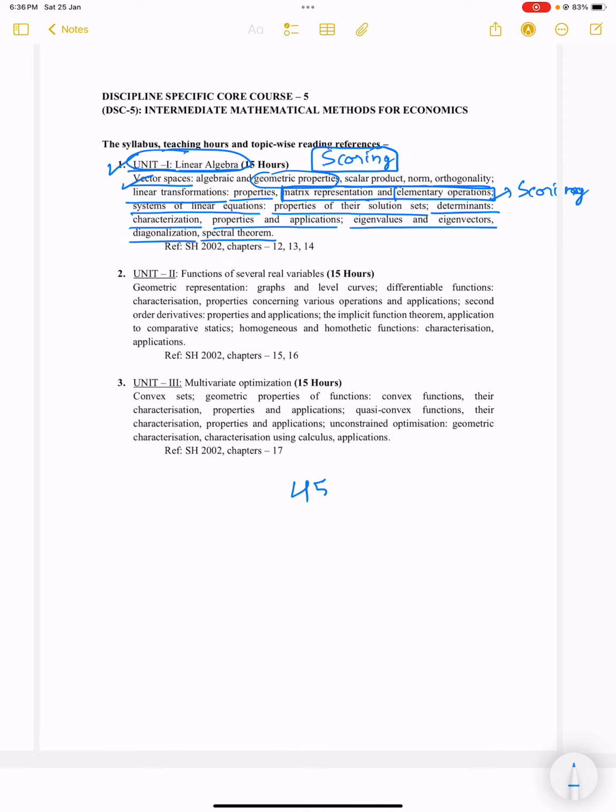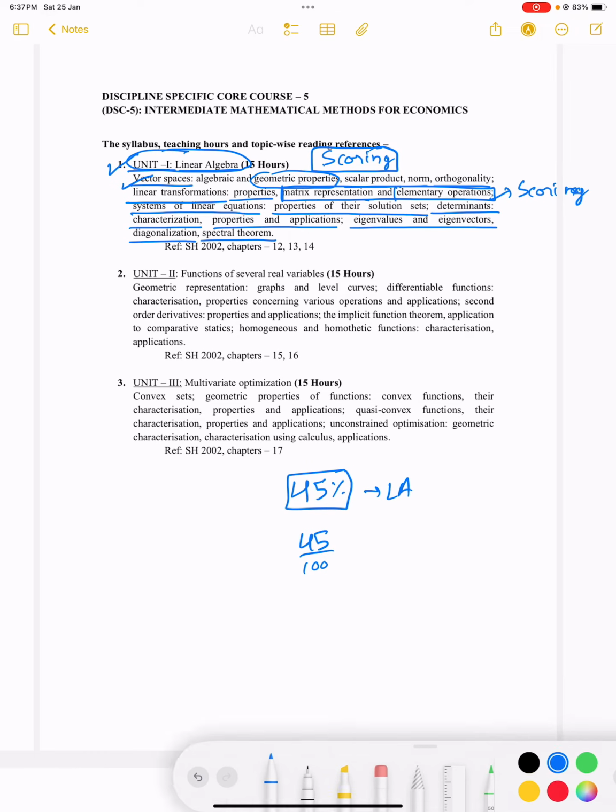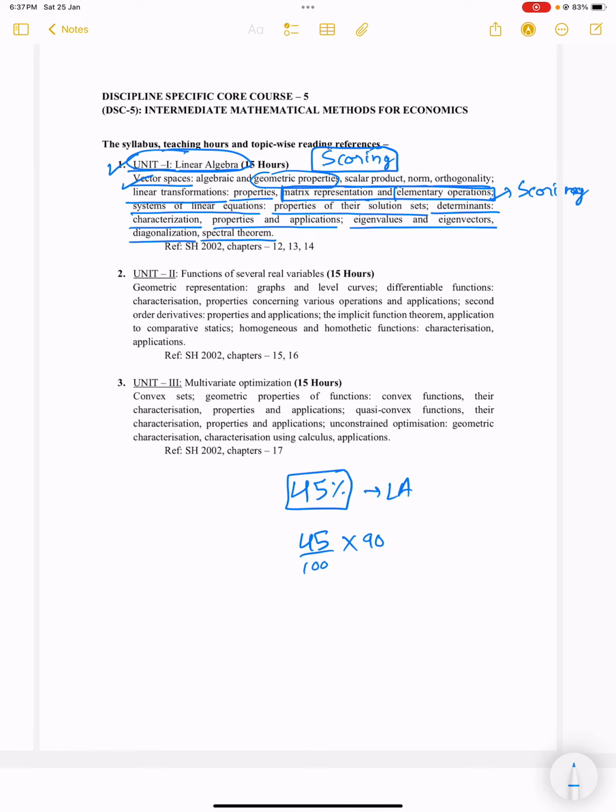And since close to 45% weightage is of linear algebra, so 45% of 95, oh, not 95, it would be 90. So 36 plus 4.5, that is 40.5 marks. You would be able to secure this many marks for sure from this unit alone. This is very basic. And also this is not tough.